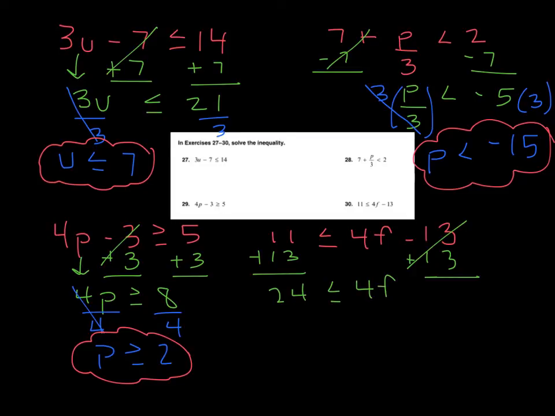The opposite of multiplying by 4 would be to divide by 4, so I'm going to do that on both sides. And I find out that 6 is less than or equal to f. Now we would rather our variable wind up on the left when we solve, so I'm actually going to rewrite this as f is greater than or equal to 6. When you rewrite your inequality, don't forget that you have to flip that symbol, okay?